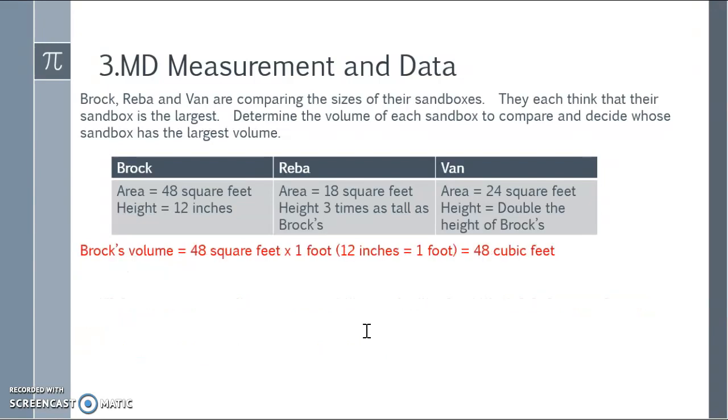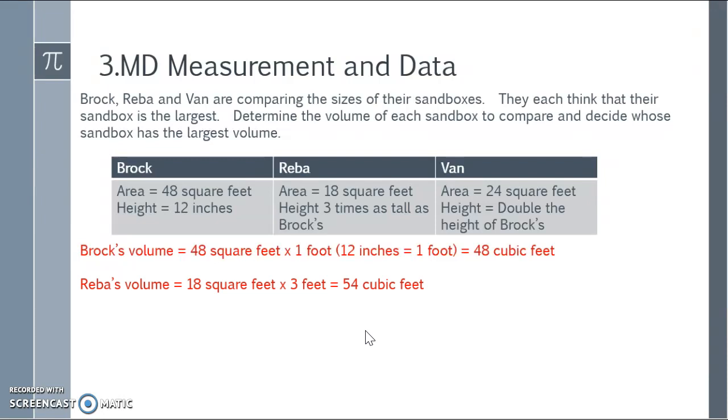So Brock's volume is the area times its height. His area is 48 square feet by 1 foot because 12 inches is equivalent to 1 foot. If we did 12 inches, we would get a number that is significantly higher. So it's important for students and for you to remember that we have to convert from feet to inches or inches to feet, whichever way, keep it the same throughout so that we can compare apples to apples, inches to inches, those kinds of things. So 48 times 1 is 48 cubic feet, which is Brock's volume.